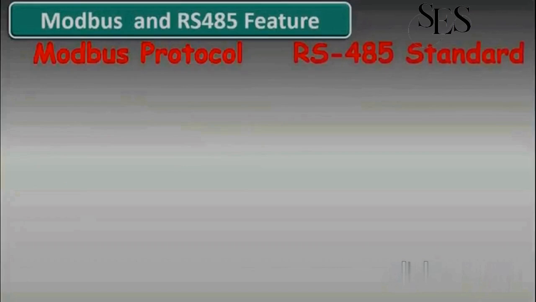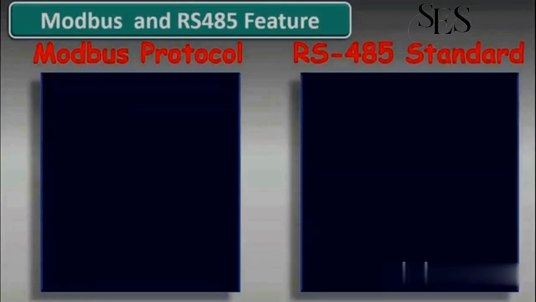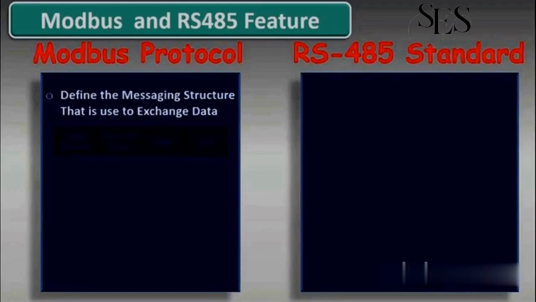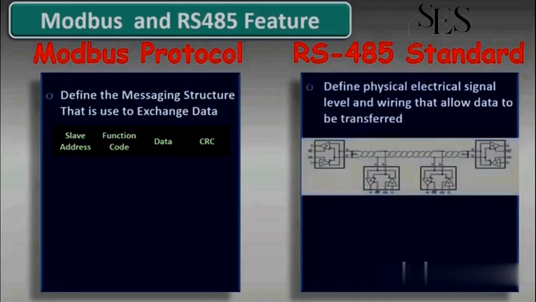Before going to the communication parameter of Modbus RS-485, let me summarize all the discussion we have done up till now for the Modbus protocol and RS-485 communication standard. Modbus protocol is basically a messaging structure that is used to exchange data between two devices. RS-485 defines the physical electrical characteristics of the driver and receiver, including wiring that allow data to be transferred.